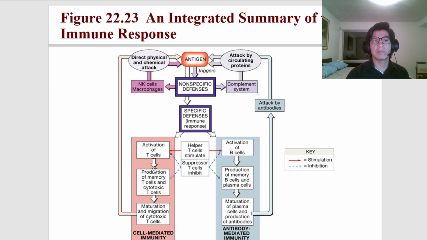That is the activation of T cells or B cells through helper cells, and you have these suppressor T cells moderating this response. Activation of B cells is going to lead to the production of memory cells and B cells or plasma cells that produce antibodies, and the antibody attacks the antigen. And T cells produce memory cells and cytotoxic T cells that undergo direct contact with the antigen.